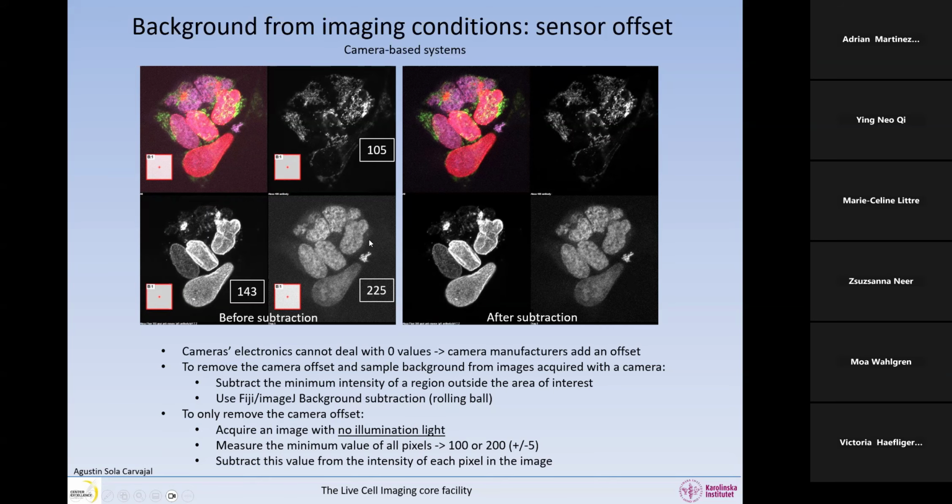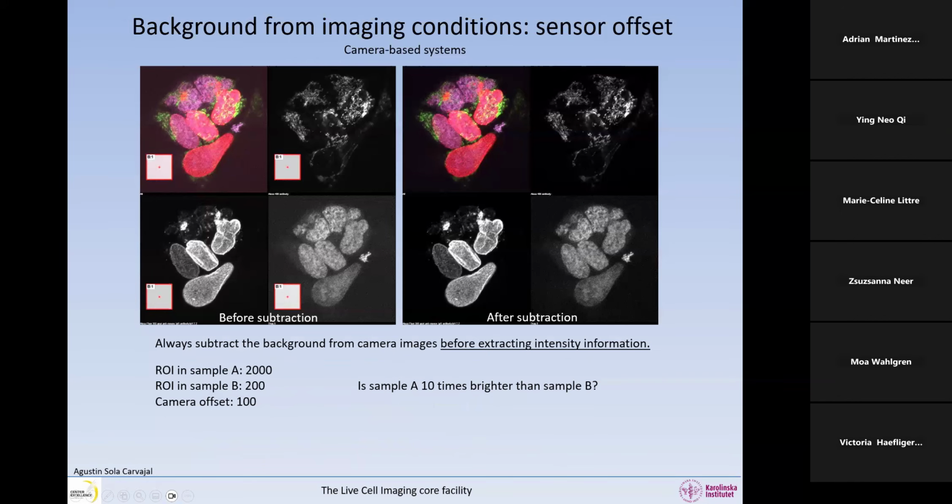If you only want to remove the camera offset, which is here, what you do is you acquire an image with no illumination light. So you turn off the laser, get one image. Then measure the value of the pixels that you have in this black image, and you will see that they will be 100. In some cameras, you can get something that is around 200. And then you subtract this value from the intensity of each pixel in the image, and this is the way to subtract the camera offset on a camera-based system.